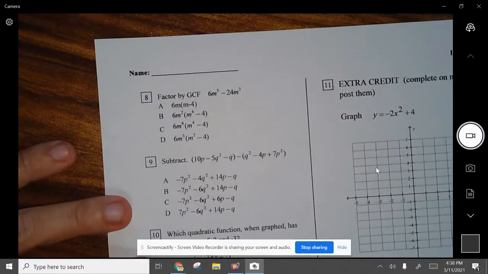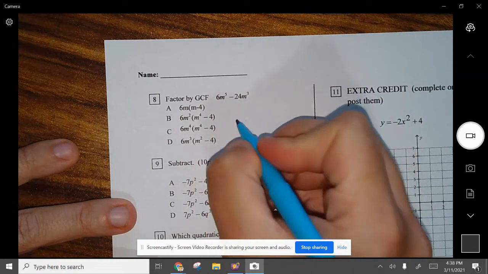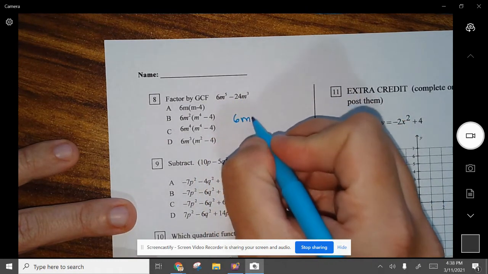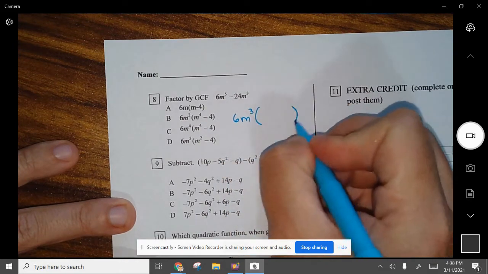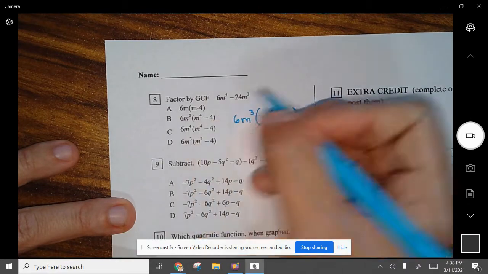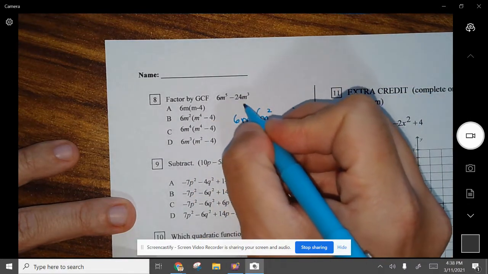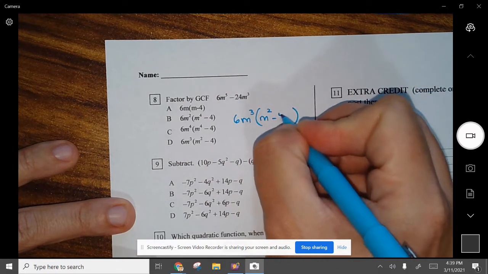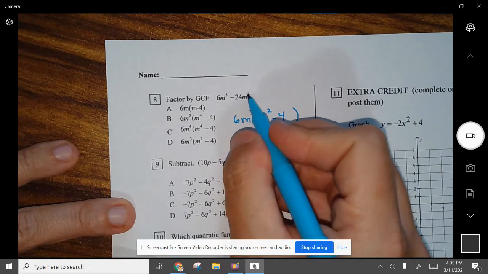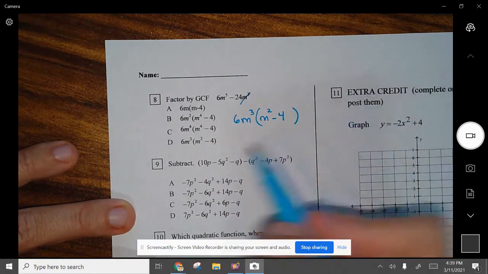Number 8, factor by GCF. Some of you guys are still struggling with this stuff. 6 goes into both of them. I'll take 6 out. They both have m, but how many m's do they have total? 3. They both have at least 3. All right, now I'm taking 6m^3 out of that. All that's going to be left is m squared. And I'm taking 6m^3 out of negative 24m^3, and that's it, right? Because m^3 cancels that out. So just negative 4. So there's your answer.